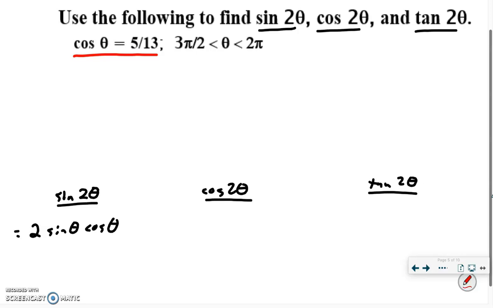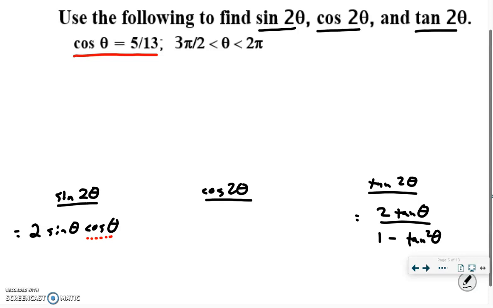Now, the good news is that if we're given that cosine theta is 5/13, we know exactly what we're going to put in place for cosine theta when the time comes. Bad news is we have no idea what we're going to put in place for sine theta. Same story over here on the tangent. Tangent, we know that the tangent double angle formula is going to be 2 tangent theta over 1 minus tangent squared theta.